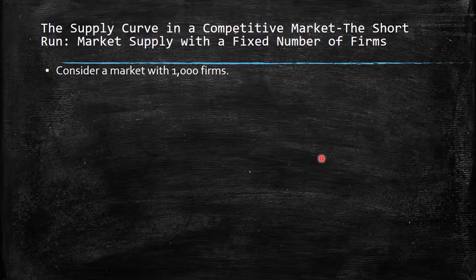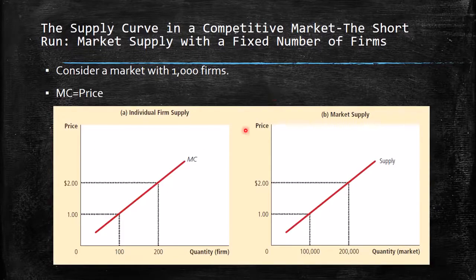Then we can consider a market with 1,000 firms. Remember that the marginal cost is equal to price, and here we have the individual firm supply. Here we have the y-axis, the price. Remember, and really important, when we are talking about cost, we have the cost in money, and here we have the quantity. When we are talking about the market, we have the price on the y-axis, and here we have the quantities. So when the price is $1, this individual firm supplies 100 of this good, and when the price is $2, this firm produces 200.